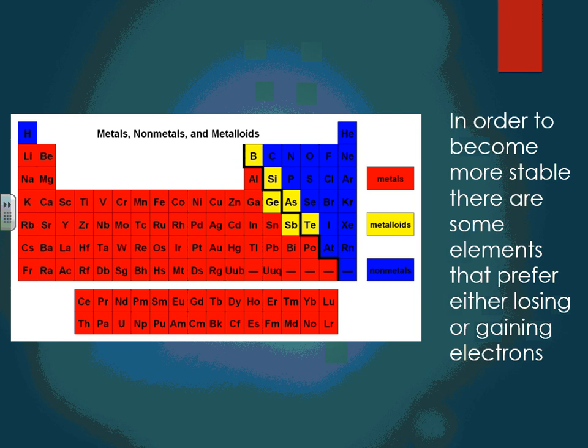Now, as it relates to chemistry and chemical reactions, most of these guys participate in some type of interaction in order to become stable. Now, in some cases, elements will prefer to lose or gain electrons. We'll also find out a little bit later that some will actually go through a process of sharing electrons as well. So, let's go ahead and get started.